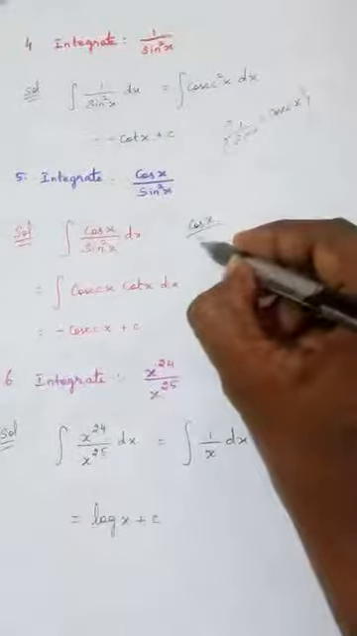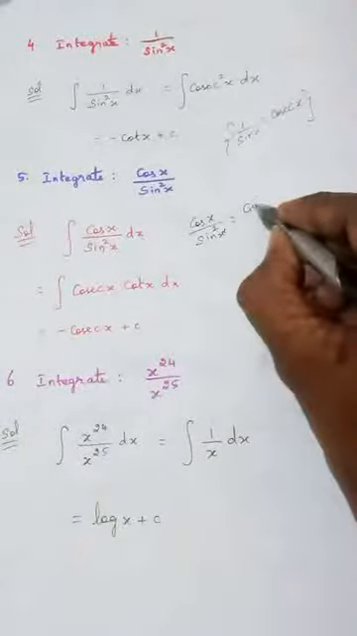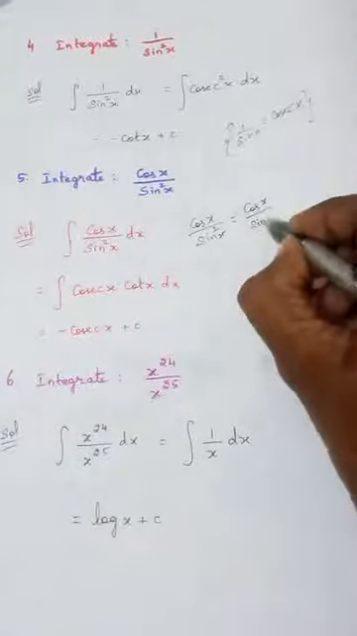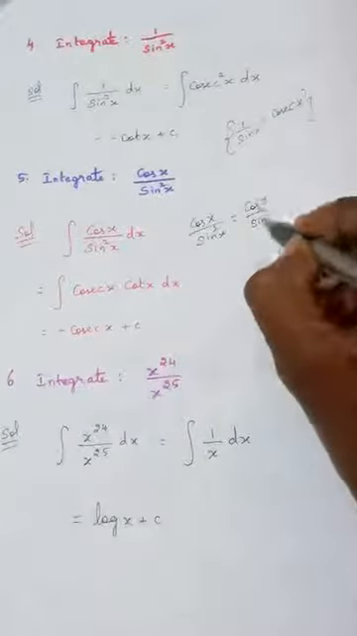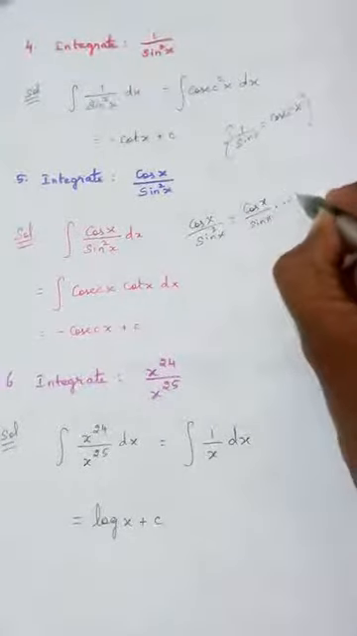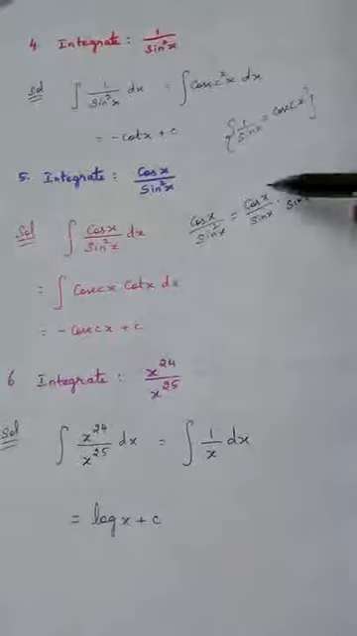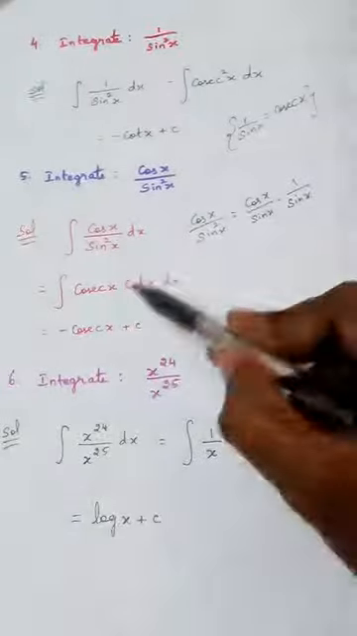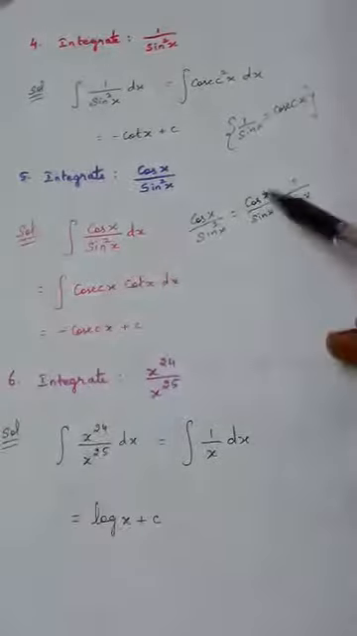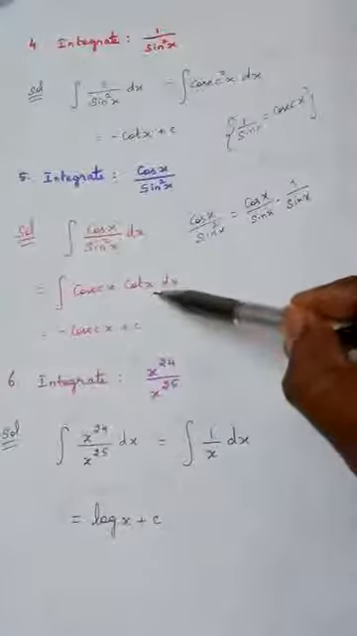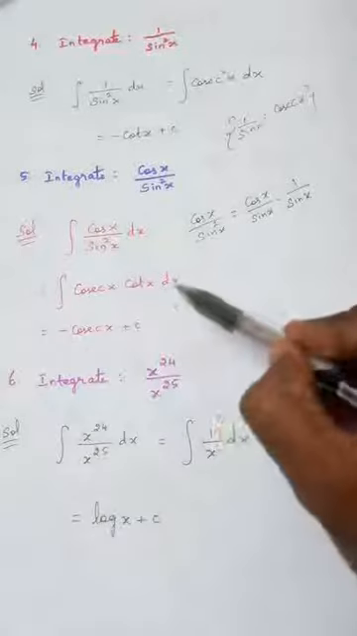Cos x by sine square x is present, right? This is written as cos x by sine x, that is, sine square x means sine x into sine x. So one sine x I am combining with cos and another sine x I am keeping as it is. So we can write this like this. Now what is 1 by sine? Cosecant x. 1 by sine x means I can write that as cosecant x. Cos by sine is written as cot x. So finally this is written as cosecant x into cot x dx.